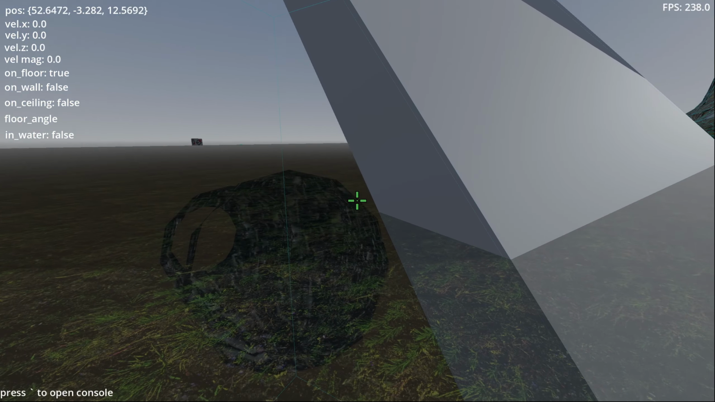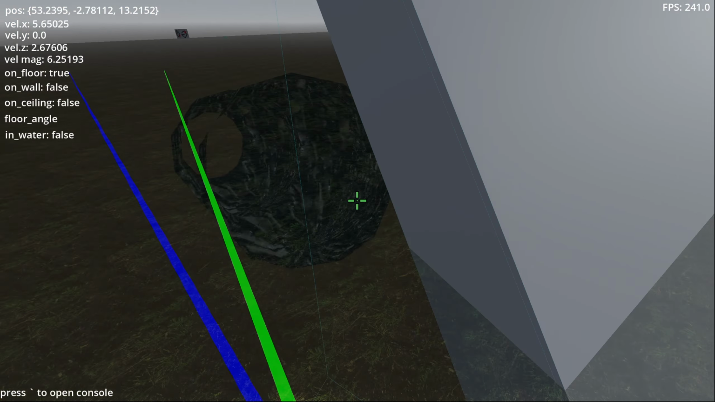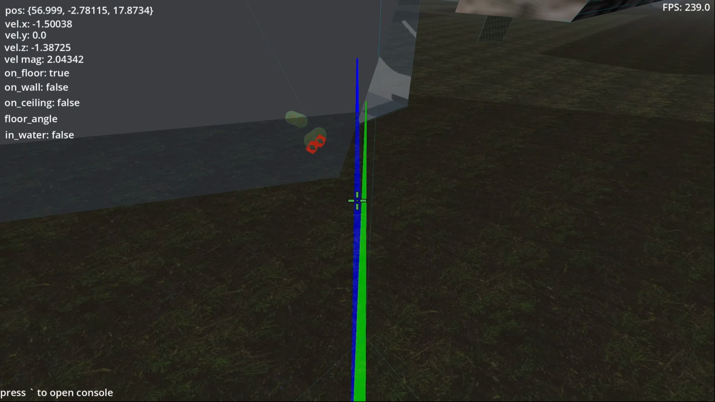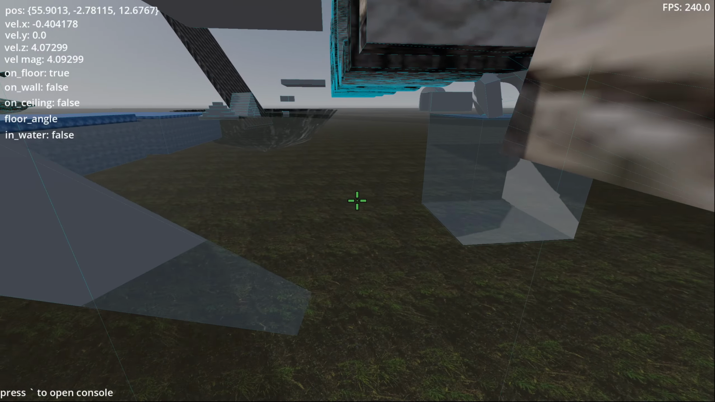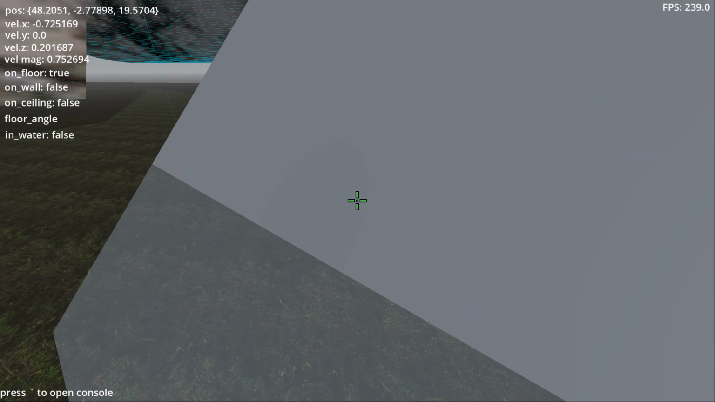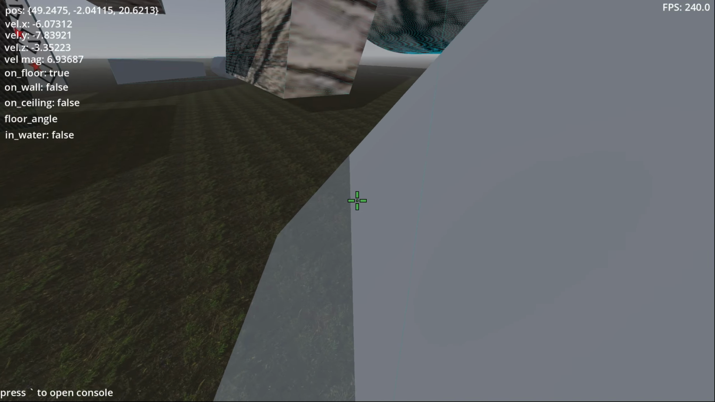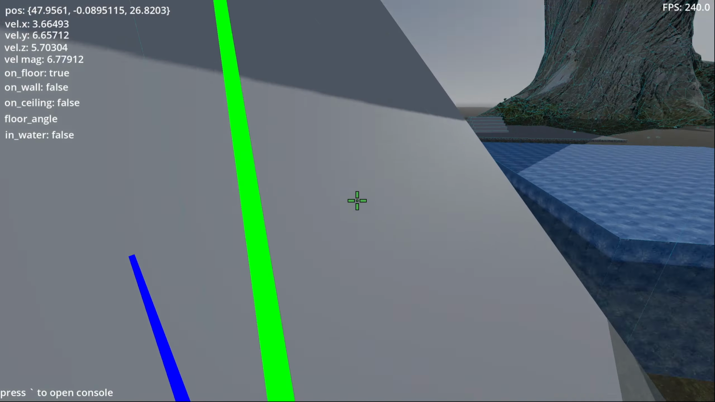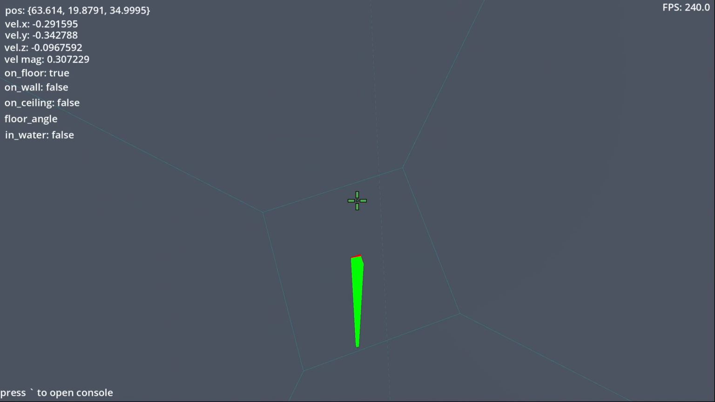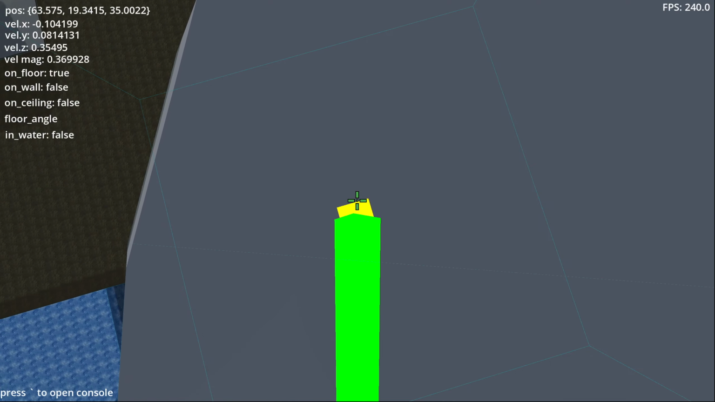Uh-oh. Oh, I think it was detecting a collision with the floor because I was too close to the floor. Darn it. Yeah, I might need to add a little buffer. There's one very, very, very small bug, but it's probably not even worth mentioning.